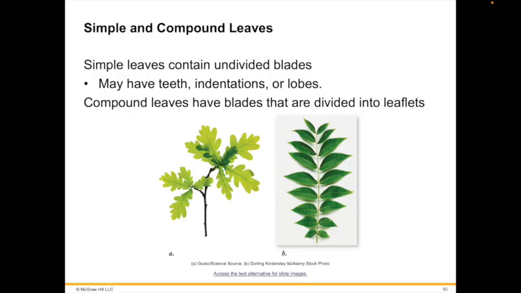In compound leaves, shown here on the bottom right, such as those of ashes, box elders, and walnuts, the blade is divided into leaflets. The relationship between the development of compound and simple leaves is an open question.